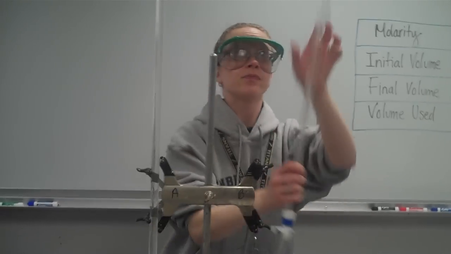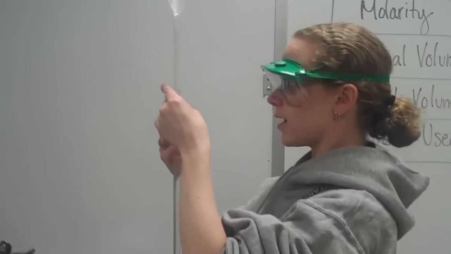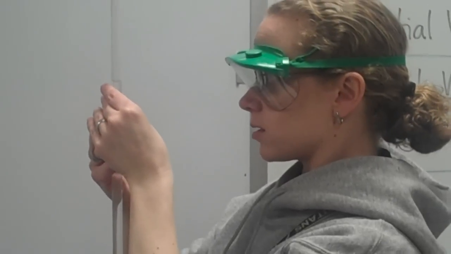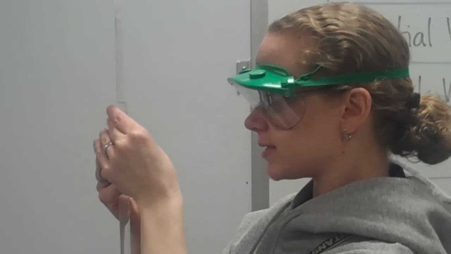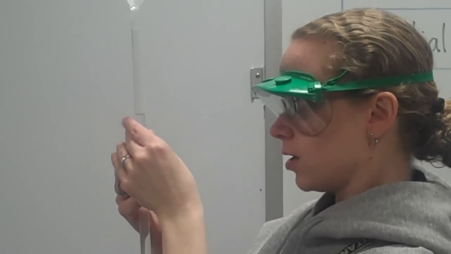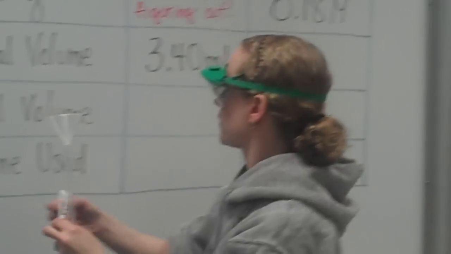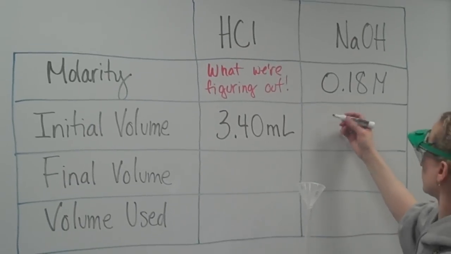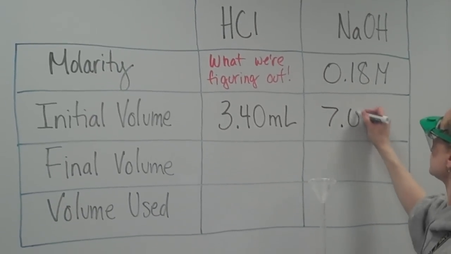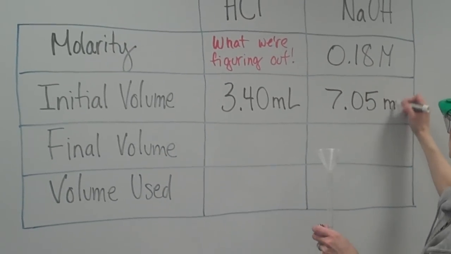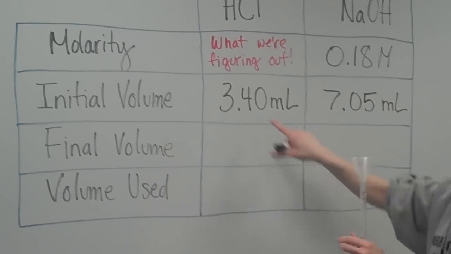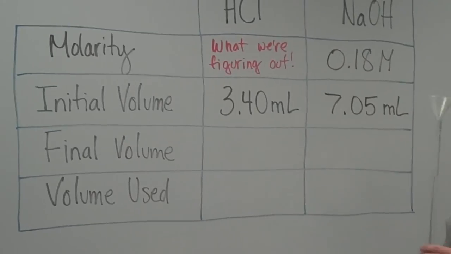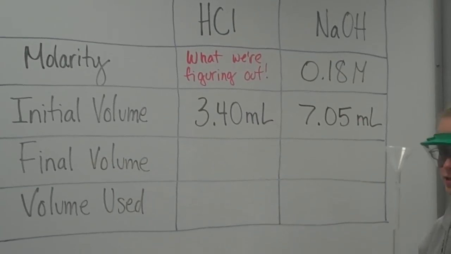For my base, again, I hold the burette at eye level. This time it's between 7.0 and 7.1. So I'm going to write, since it's between 7.0 and 7.1, I'll write 7.05 milliliters. 2 places past the decimal for both of them. This piece of equipment is very accurate, and we want to reflect that accuracy in our data.